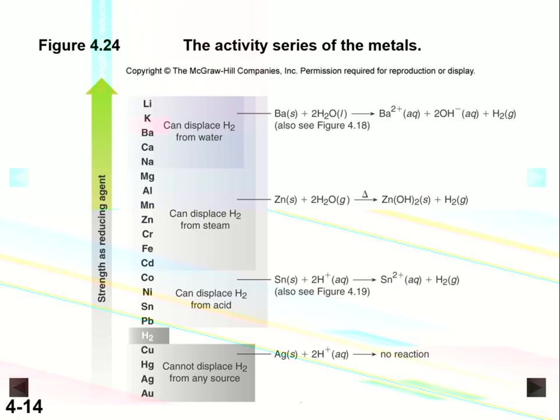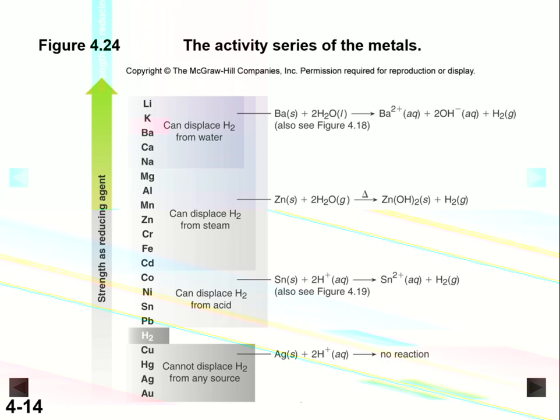So at the bottom you see gold and silver and mercury. Not all the elements are on here. If platinum was on here, platinum would be at the bottom as well. And at the top we have the most reactive metals like lithium, potassium, and so forth. So these are highly reactive metals at the top, alkali metals and alkaline earth metals.